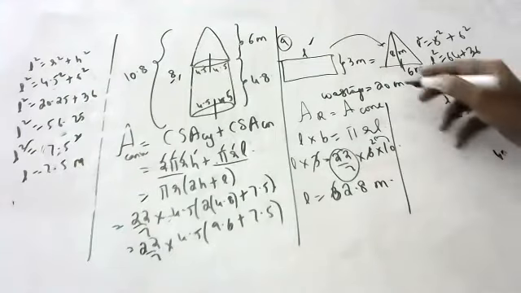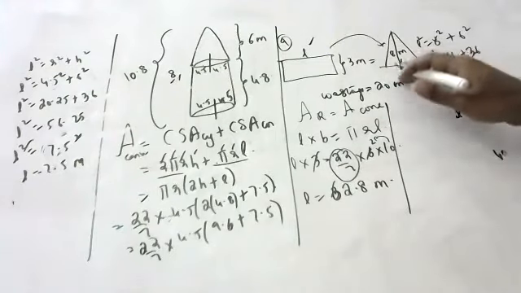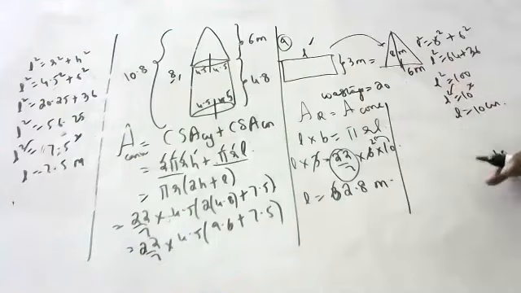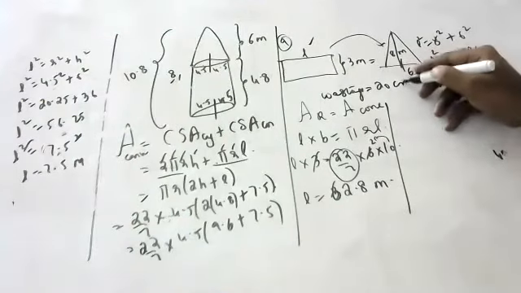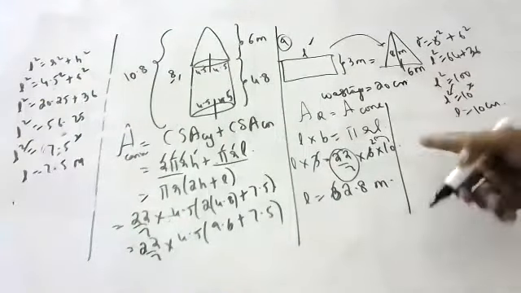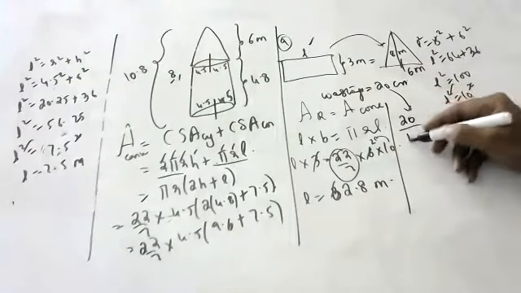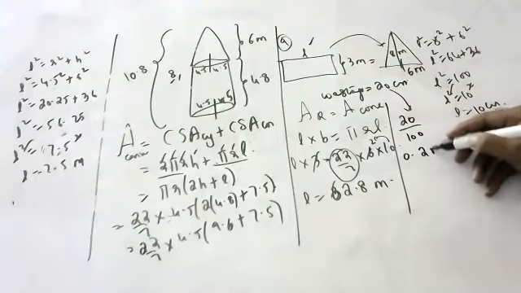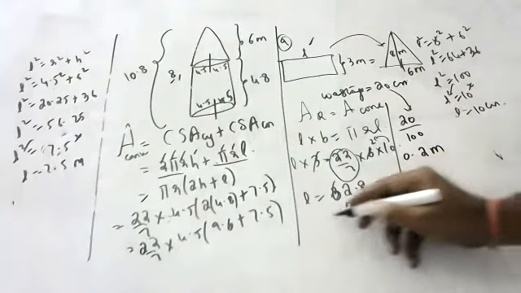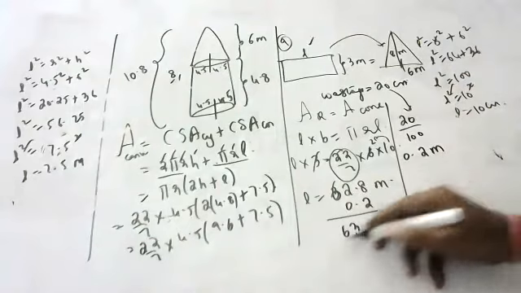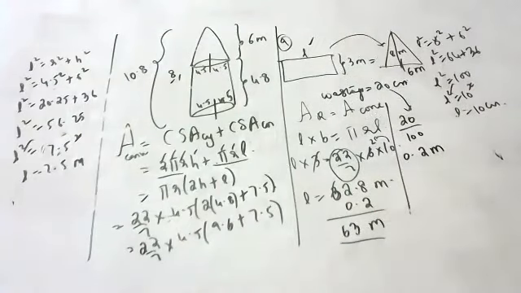Now 20 centimeters has got wasted. We should also add 20 centimeters as wastage. How to convert 20 centimeters to meters? Divide by 100, so you add 0.2. So a total of 63 meters of length of the cloth is needed to make this cone.